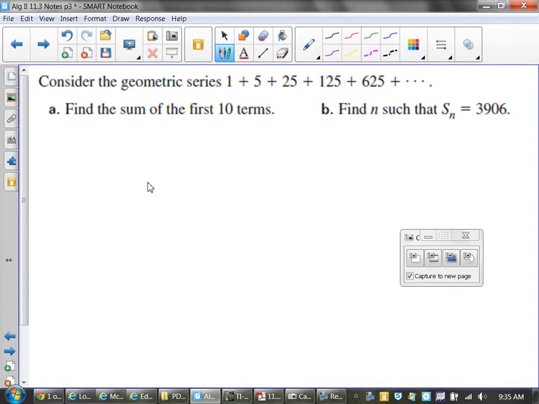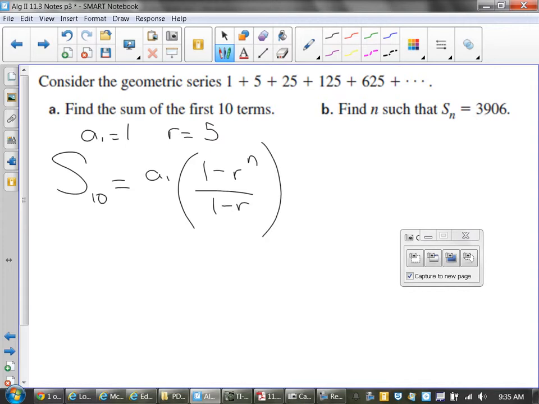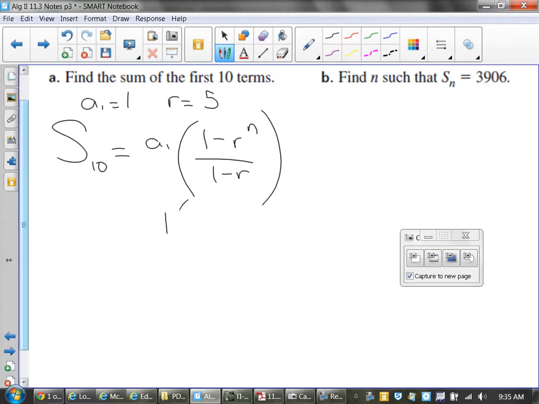Again, you've all recognized what your rate, your r value, is. It's 5. So your first term is 1. Your rate is 5. Every time you're moving up, you're multiplying it by 5. We're okay with that? So if you want to find the sum of 10, again, it's going to be your first term times 1 minus your rate to the n, over 1 minus the rate. Fill in the blanks. First term is 1. 1 minus 5 to the 10th power, divided by 1 minus 5.